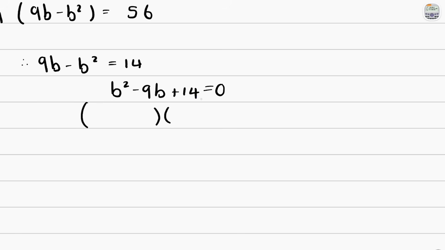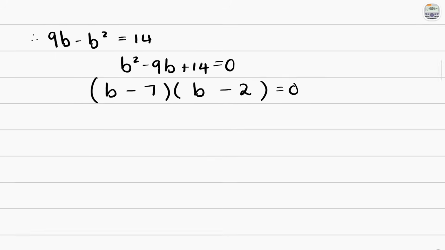So open up 2 brackets, equate to 0. B times B gives us B squared. Factors of 14 that can give us 9: 2 and 7, yeah, that works out. 7 and 2, and then just make them both negative because only the middle is negative, so both factors will be negative. Therefore, B equals 7 or B equals 2.